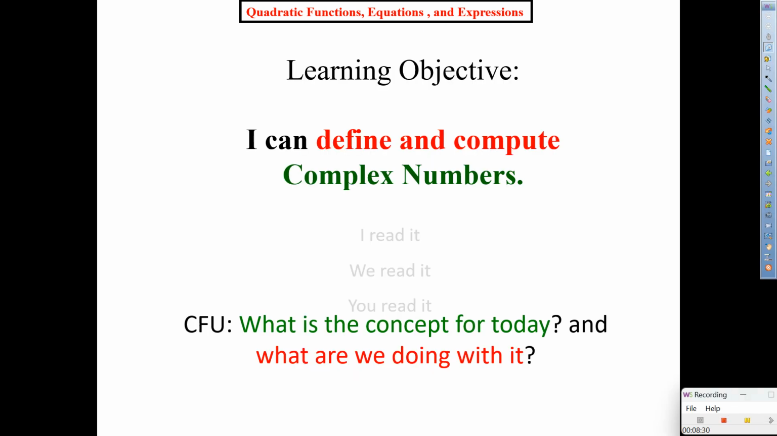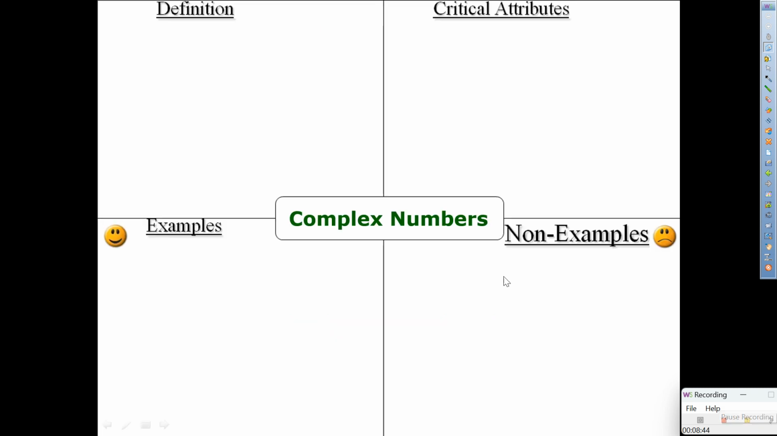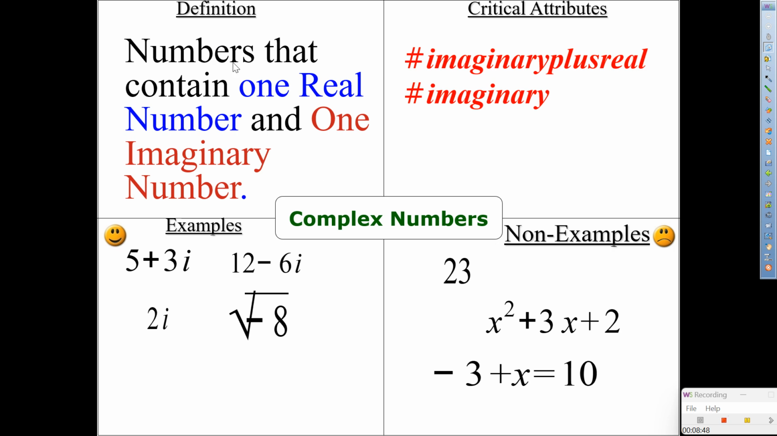All right, here we go. I can define and compute complex numbers. So, with that said, remind your neighbor, what are complex numbers? See if they remember. Complex numbers are numbers that have what? One real and one imaginary. There they are.